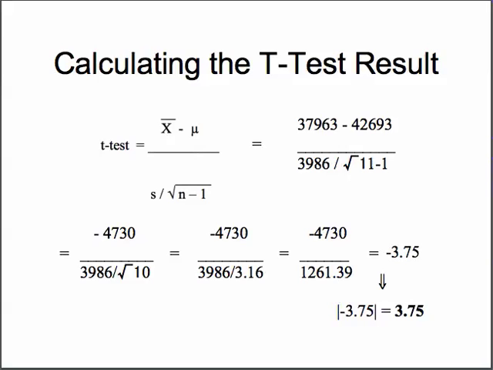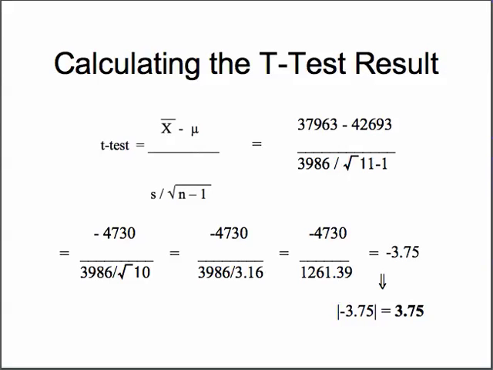Now, to calculating the t-test result. X bar equals $37,963, or the average per capita income of the Confederate States in 2012. Mu equals $42,693, or the average per capita income of the 50 U.S. states in 2012. The standard deviation, or S, of the smaller sample, the Confederate States, is $3,986. The number of cases minus 1, or n minus 1, is 10.